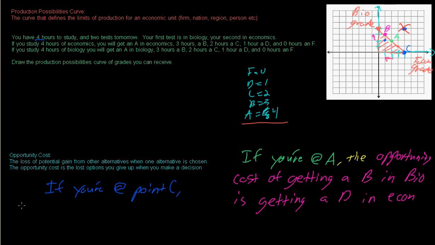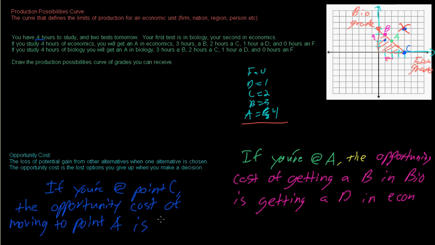the opportunity cost of moving to point A, in English, in passing bio, is moving from an A to a C in econ. If you're at point C, the opportunity cost of moving to point A is losing 2 grade points in econ.